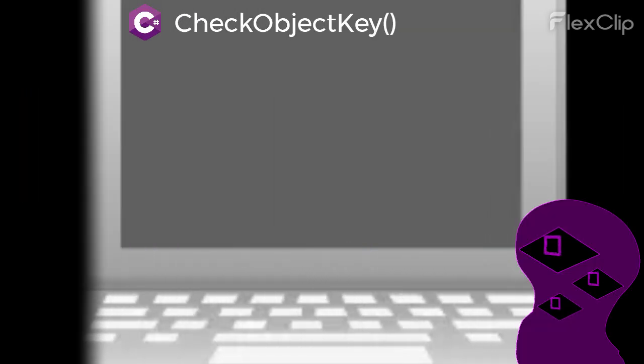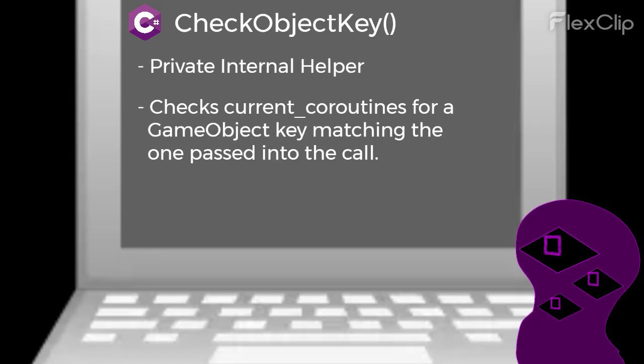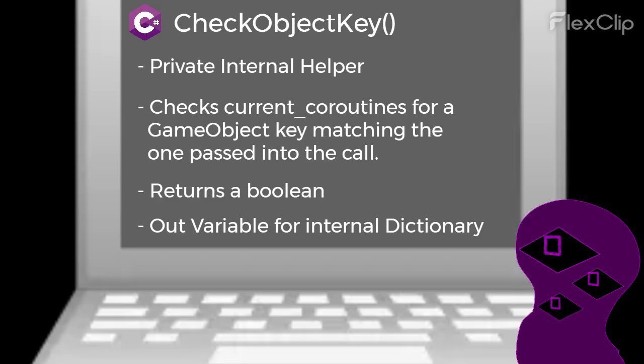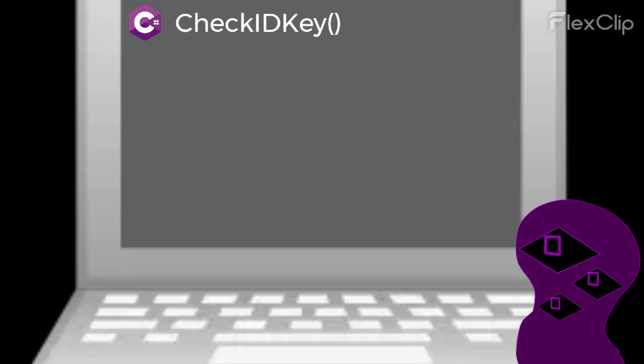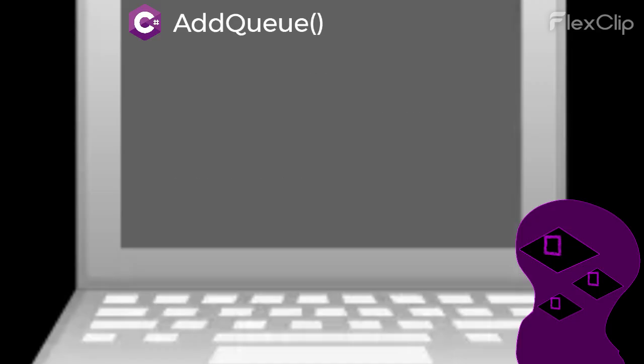Moving on, we have checkObjectKey, a private internal helper function that checks current coroutines for a gameObject key matching the passed gameObject variable. It returns a Boolean value and has an out variable sending out the internal dictionary assigned as a value to the gameObject key. Similarly, we have checkIDKey, a private internal helper function that checks current coroutines for a string key value matching a passed string variable. It returns a Boolean value.